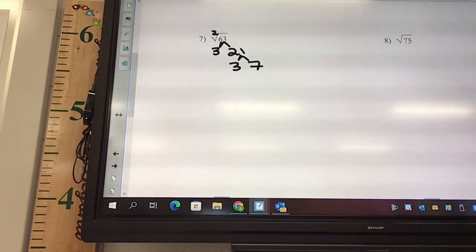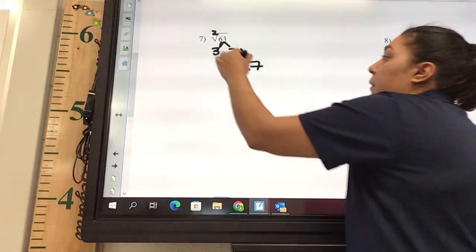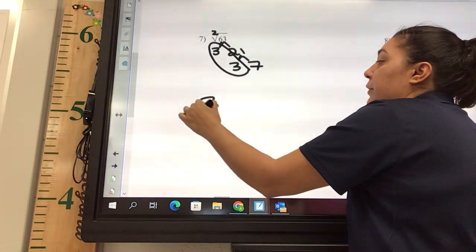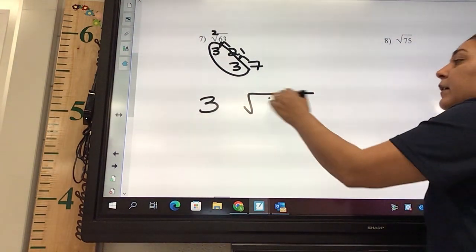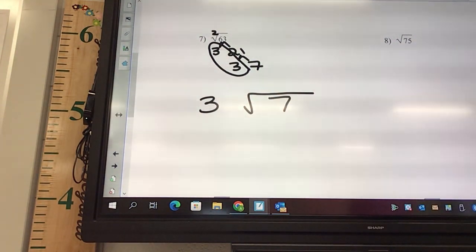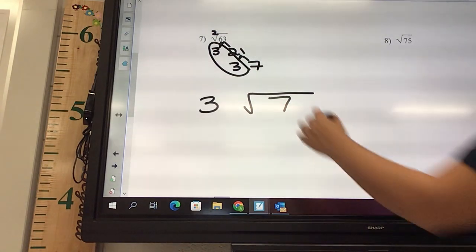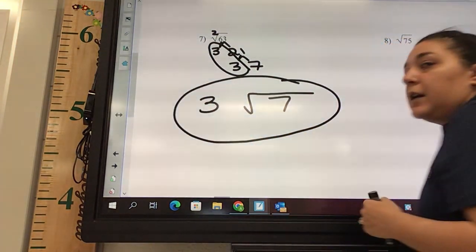So who is allowed to go? The 3s. Okay, so we got 3. Who is not allowed to go? The 7. Is there anything for us to multiply? No. So this one is done.